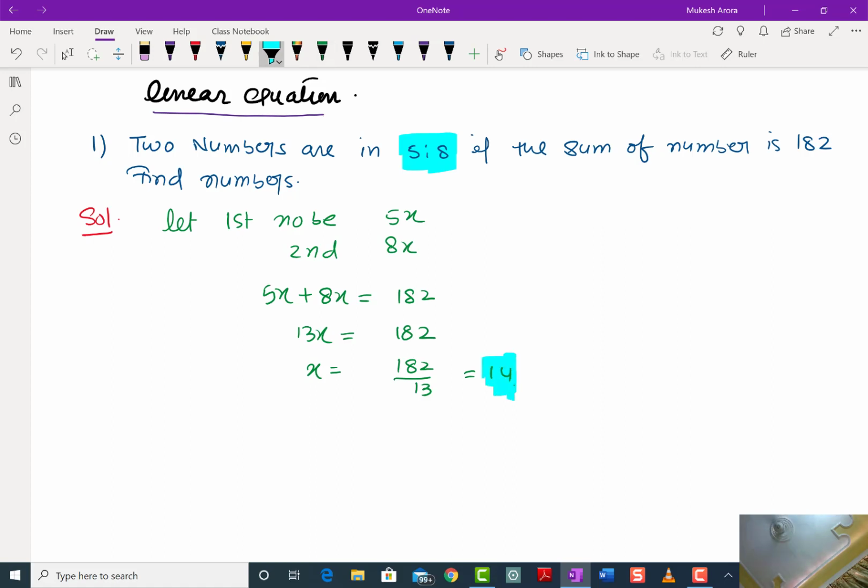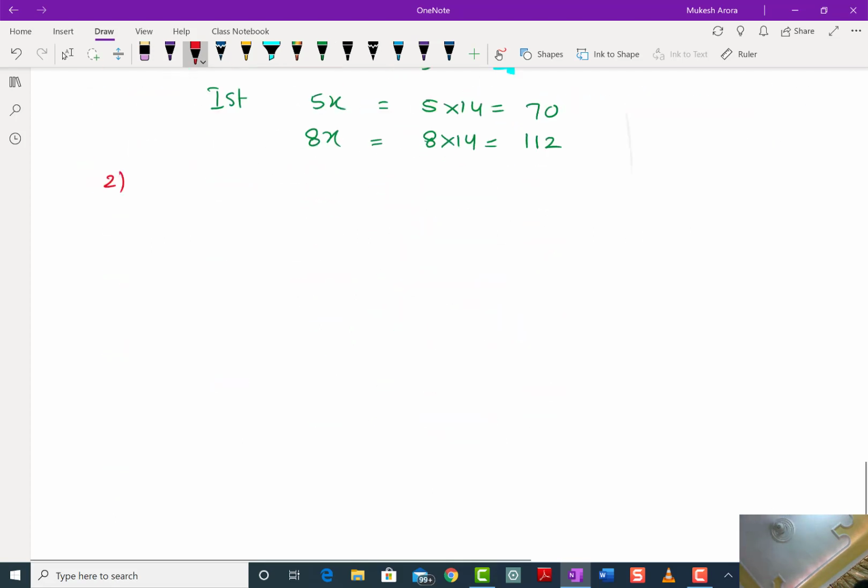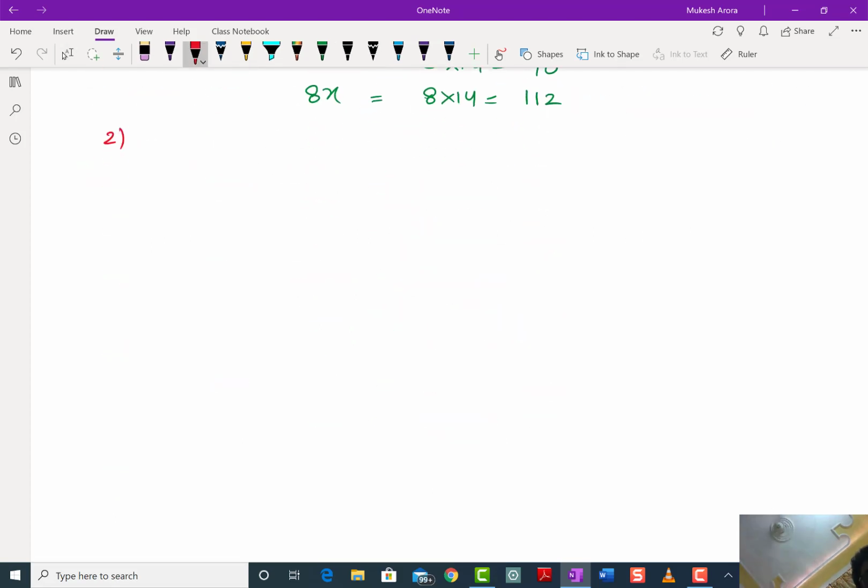But our first number was 5x, that means 5 into 14, 70. The other was 8x, 8 into 14, that will be 112, and if we add them it should come to 182. We can check also. This is an important question.